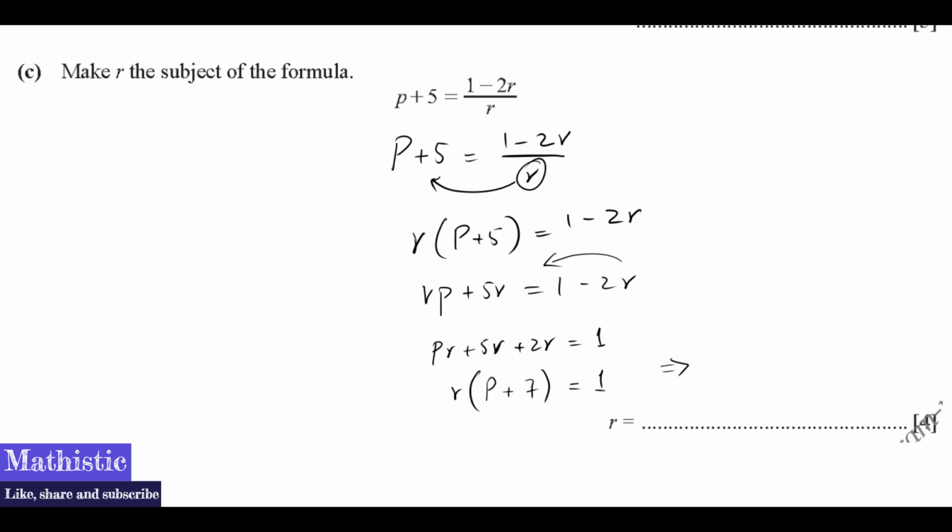Now we can simply bring P plus 7 to the other side and divide by it. So R is going to be equal to 1 over P plus 7.